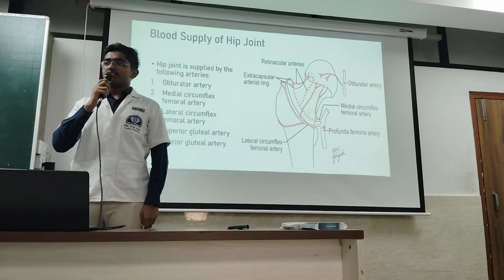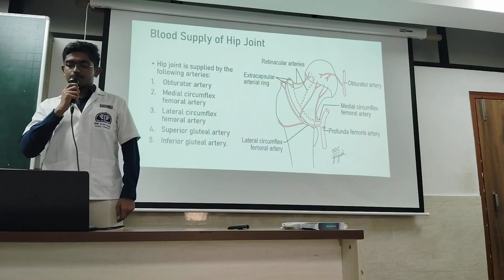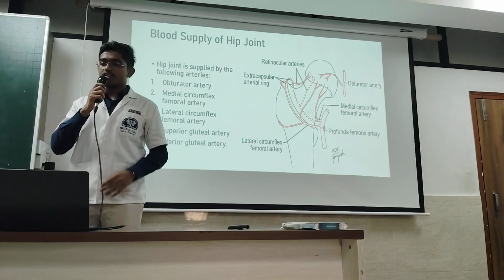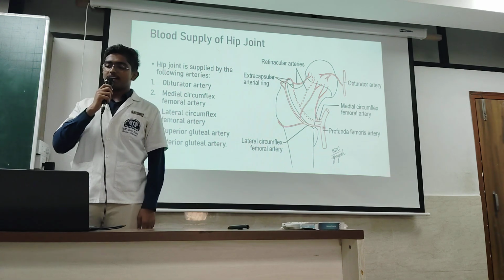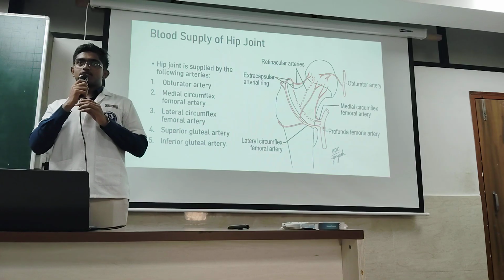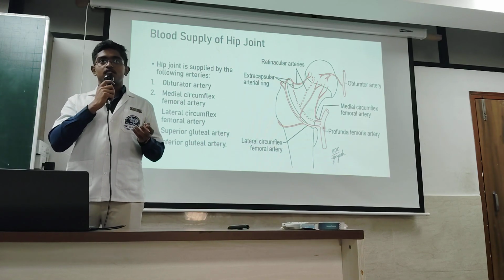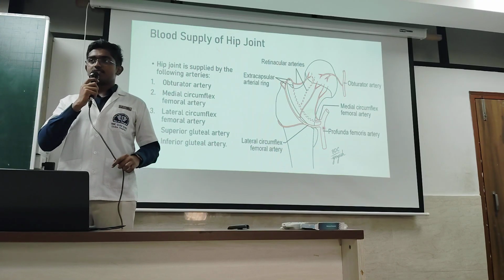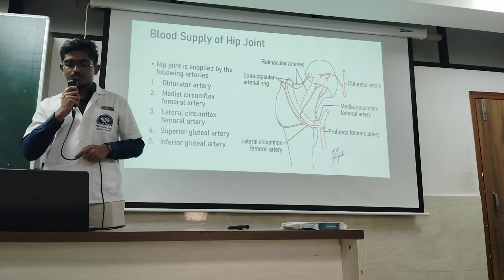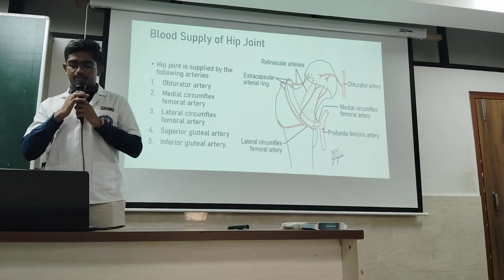There is a clinical importance of these medial and lateral circumflex femoral arteries. They give the retinacular arteries. If they are damaged in case of a fracture of the neck of the femur, the major blood supply to the neck of the femur is lost, and there is delayed healing, and it leads to avascular necrosis. It is also supplied by the superior gluteal artery and inferior gluteal artery.